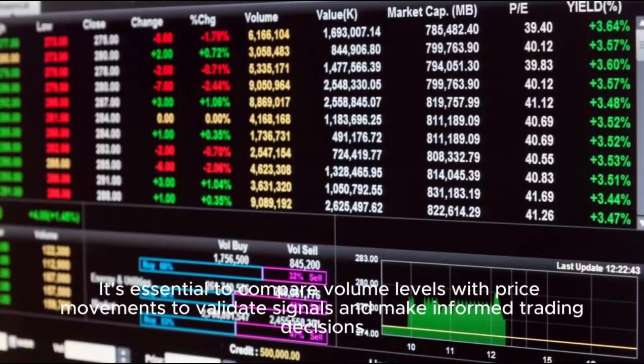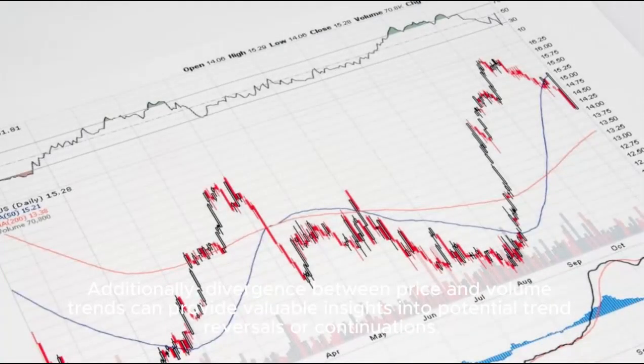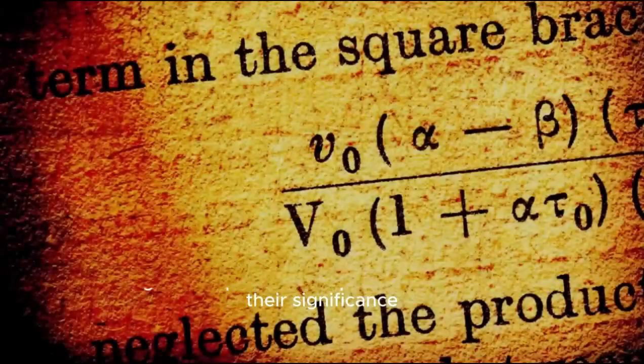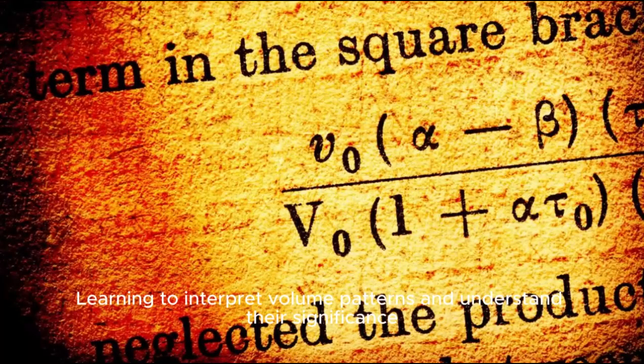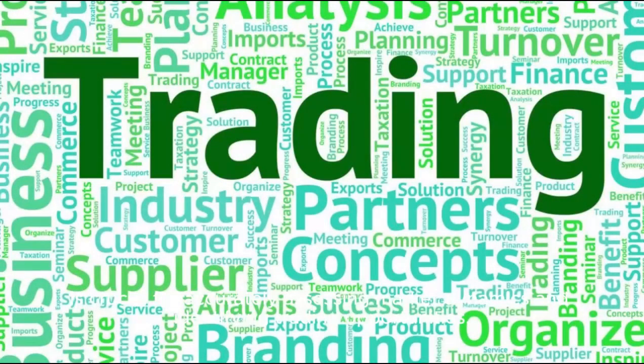It's essential to compare volume levels with price movements to validate signals and make informed trading decisions. Additionally, divergence between price and volume trends can provide valuable insights into potential trend reversals or continuations. Learning to interpret volume patterns and understand their significance is crucial for accurately assessing market dynamics and identifying trading opportunities.